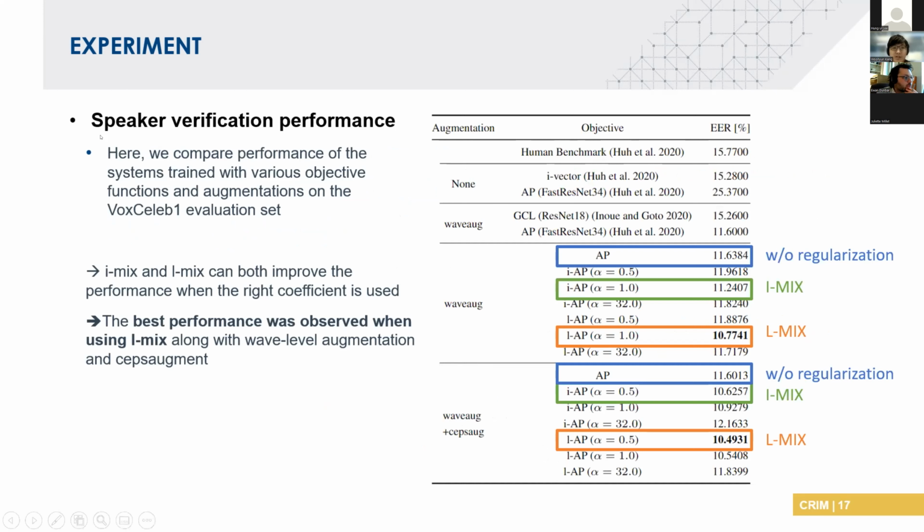In our next experiment, we compared the speaker verification performance of different systems trained with different types of regularization techniques. As you can see, compared to AP, which is a system trained with no regularization at all, iMix and LMix both were able to improve the performance when the right coefficient was used. However, the best performance was observed when LMix was used, moreover with the wave-level augmentation and cepstrum-level augmentation, which tells us that LMix is a very effective way for improving the generalization of the self-supervised speaker verification system.